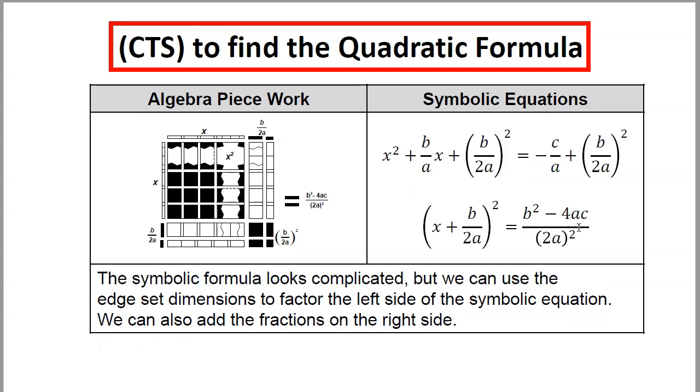The symbolic formula looks really complicated, but we can use our algebra pieces to factor. Our factors are x plus b over 2a times x plus b over 2a. So our symbolic equation factors to x plus b over 2a, quantity squared, which makes sense when you look back at our original equation. On the right, these are just numbers, so we can add the fractions and we get b squared minus 4ac over quantity 2a squared.